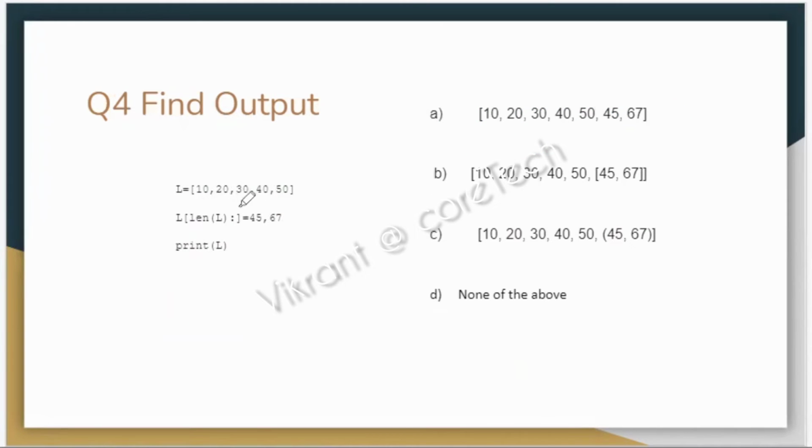The simple length of the list. Colon means if the length is 5, then 5 colon. And what are we doing? We are adding 45 and 67. So we are adding 45 and 67. Once again, tuple is of no use. So these two options are left.